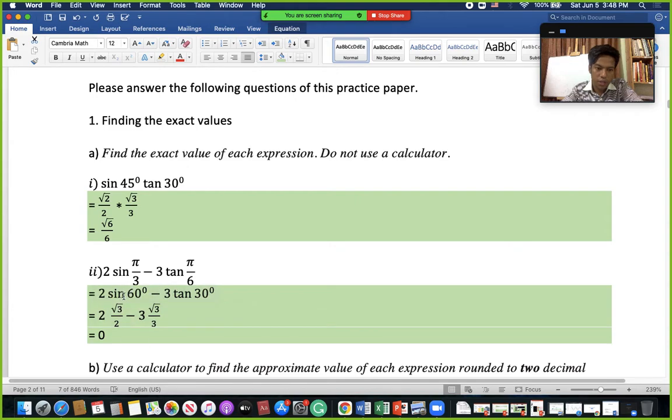Likewise, as you can see, this is sine 60 degree value. So you put sine 60 degree, 2 cancel out, so you have root 3. 3 cancel out, so you have root 3. Root 3 minus root 3 equals 0. That's why this answer is 0 here.